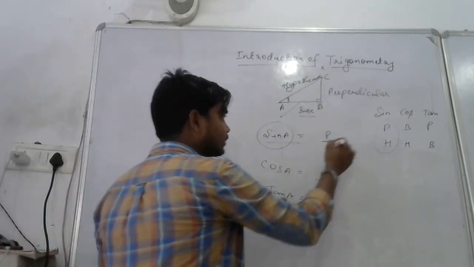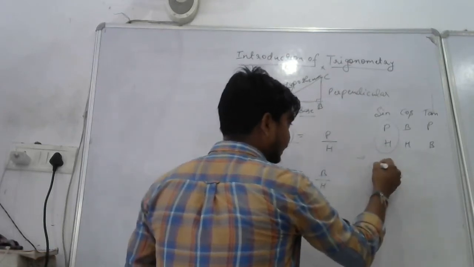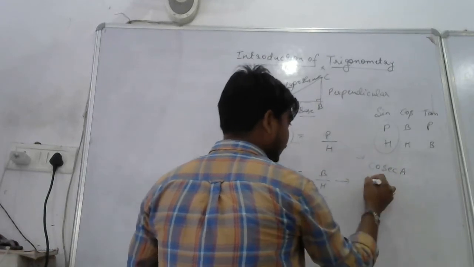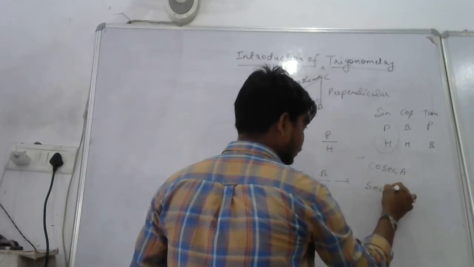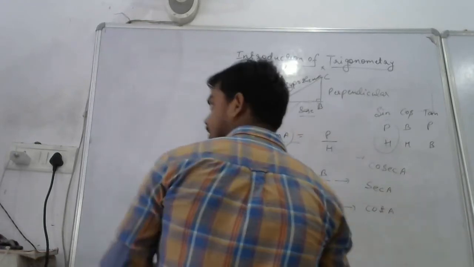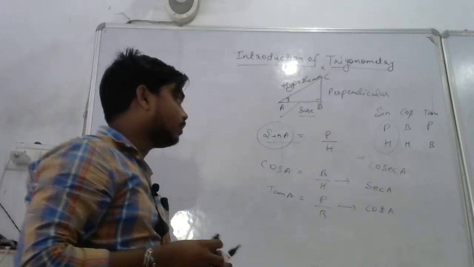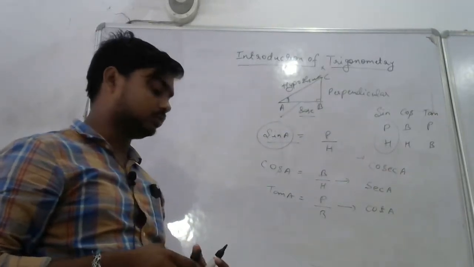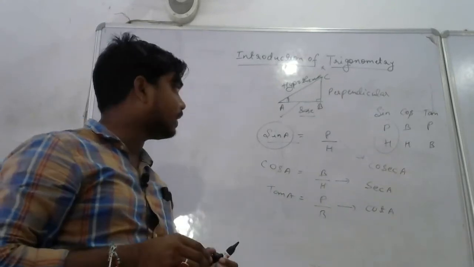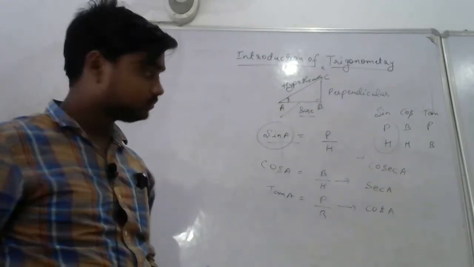Similarly, we can write three more trigonometric ratios. Opposite of sine A, we can write cosec A, opposite of cos A, we can write sec A, and opposite of tan A, we can write cot A. So we have to find the trigonometric ratios. There are six trigonometric ratios. Now we can define the six trigonometric ratios.